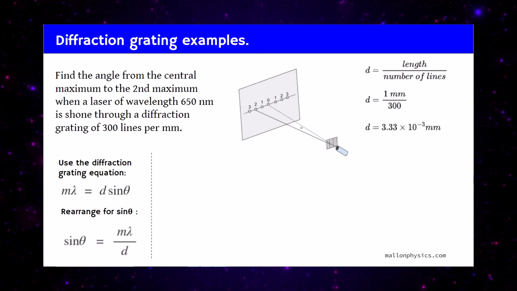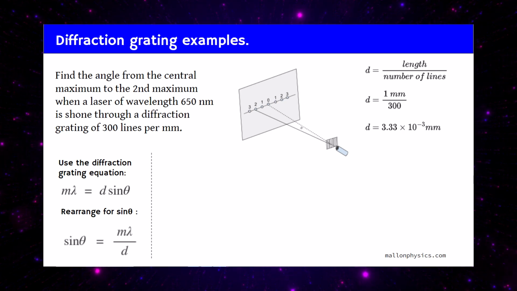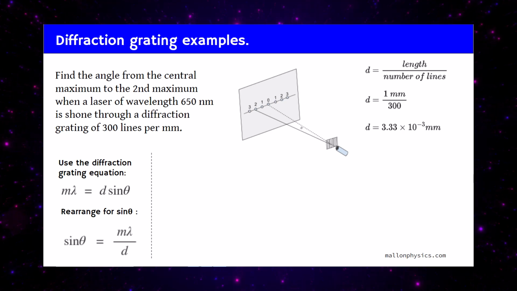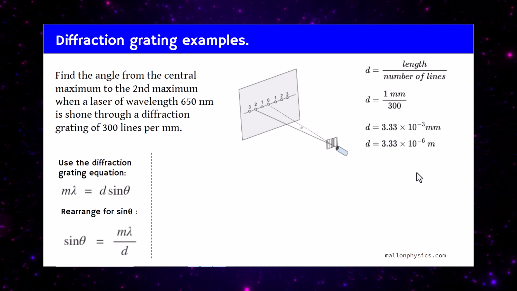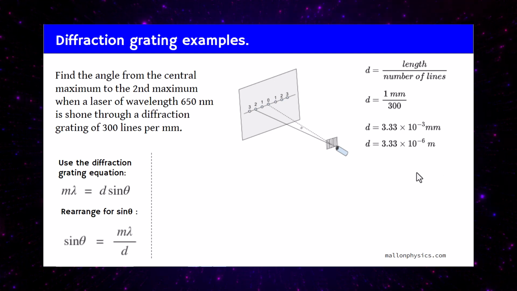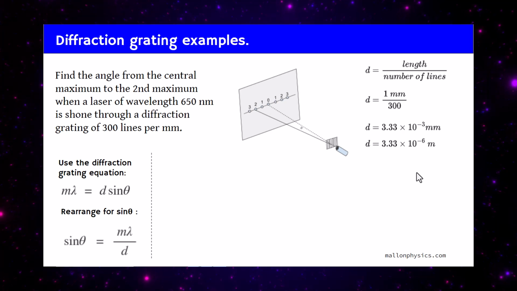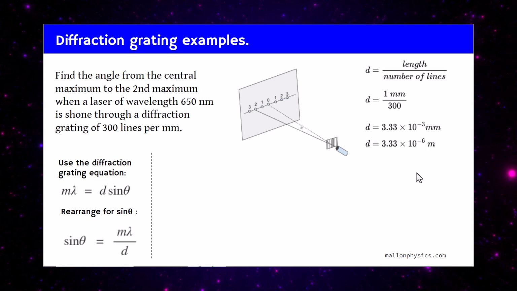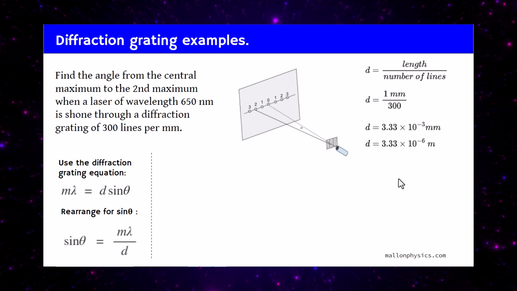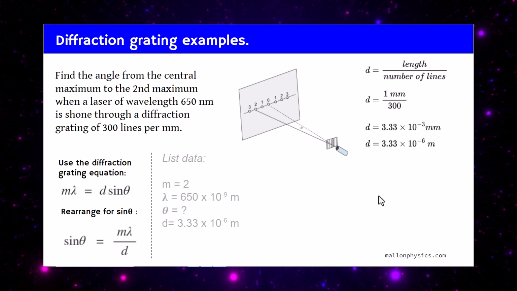Now, I don't want it in millimeters, I want it in meters. So I've got to divide by 1000 again, which is the same as multiplying by 1 times 10 to the minus 3, which is going to give us the distance in meters between the little slits of the diffraction grating, and that's going to be 3.33 times 10 to the minus 6 meters. Now, I'm quite happy I can go and fill in all the rest of my data.